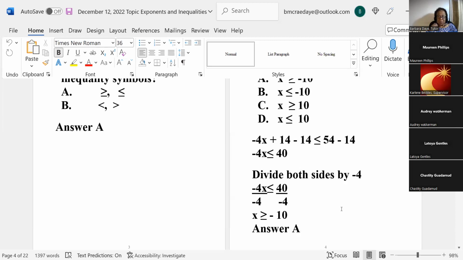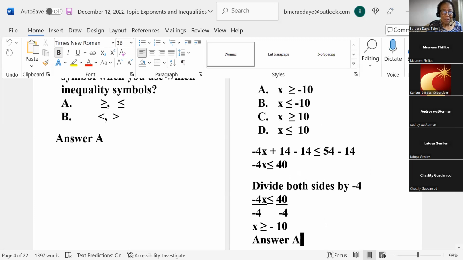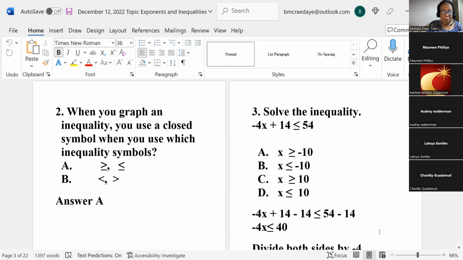Okay. Yeah, you did have a B. You're right, you did have B. Yeah, because you forgot that one step, Audrey. You divided right, you got the -10, but you forgot that since you divided by -4, and the rule, when you divide by negative, you reverse the inequality. The less than or equal became a greater than or equal, right here. Okay. Any questions on number 3?